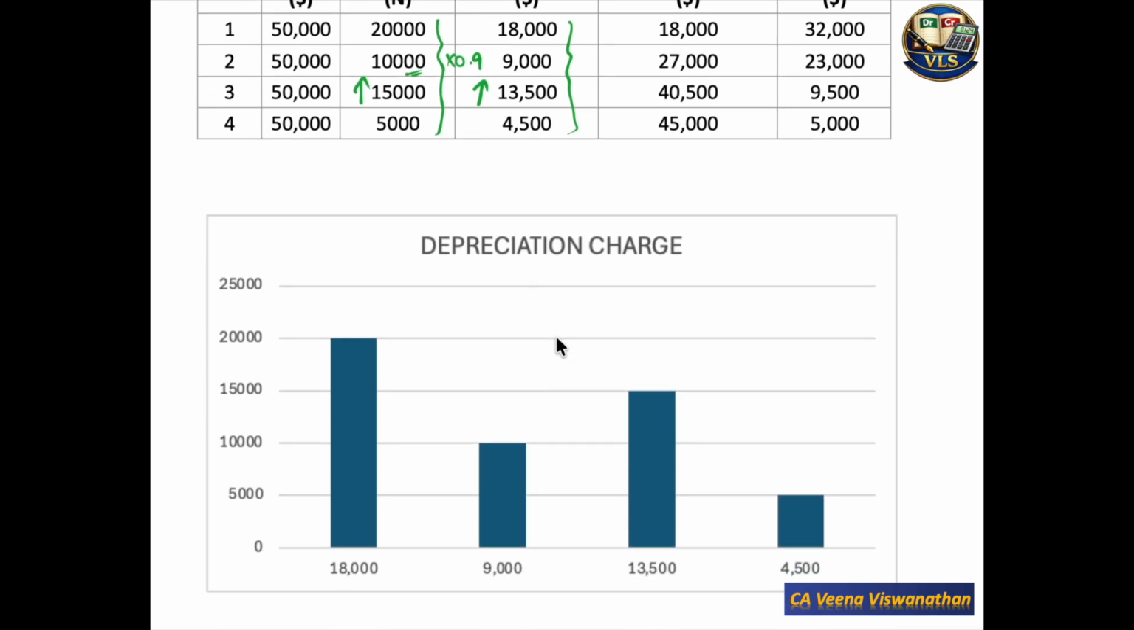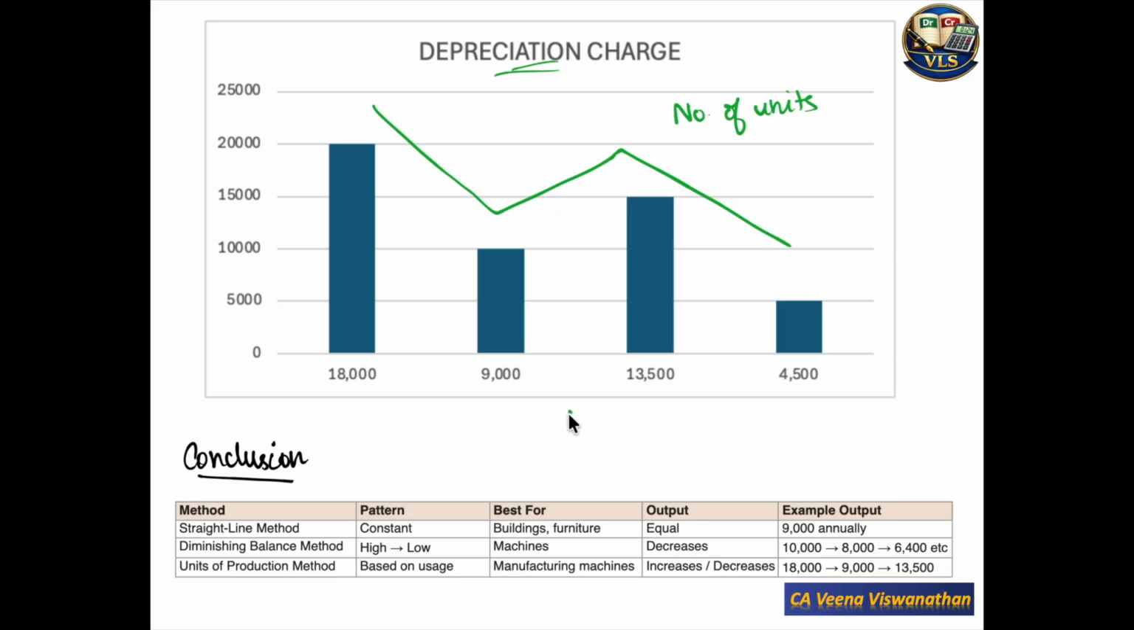So in this method, there is no constant increasing or decreasing. It all depends upon the number of units being produced by that particular asset, and based on that, the depreciation is charged in the income statement. All the depreciation expenses have to be charged in the profit and loss account.